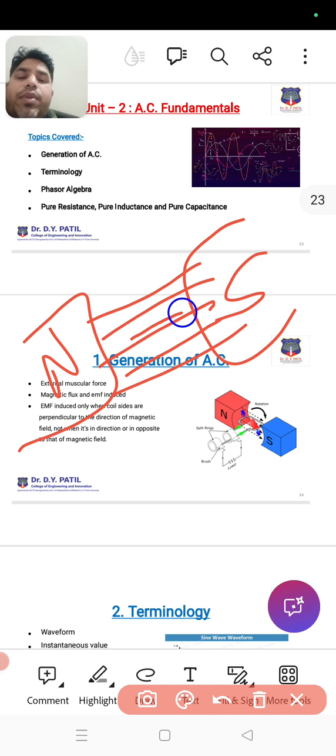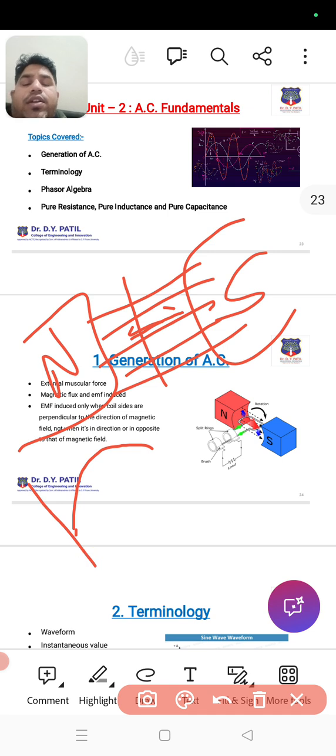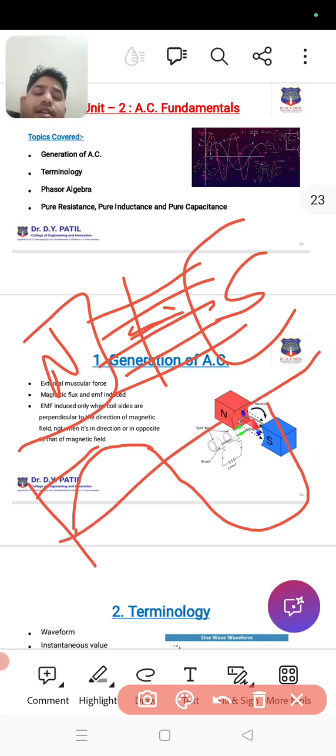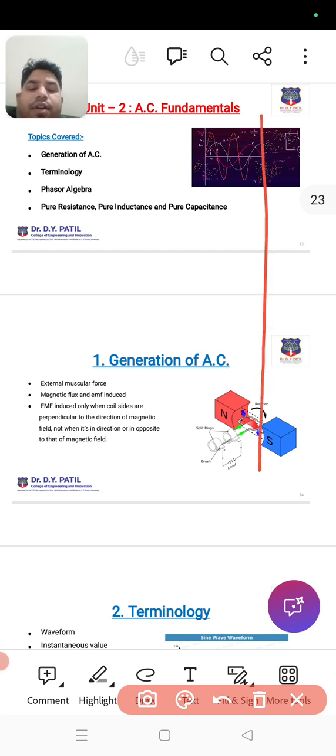If suppose we have placed one conductor horizontally, it does not cut the fluxes, so there is 0. When we place it perpendicular, it will cut the fluxes. It will again be horizontal, again we keep its location vertical, again horizontal, and we will get the sine wave. So it's nothing but the generation of AC fundamental.